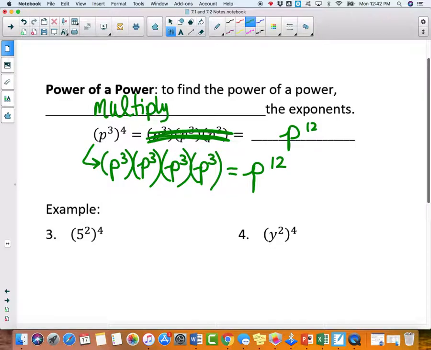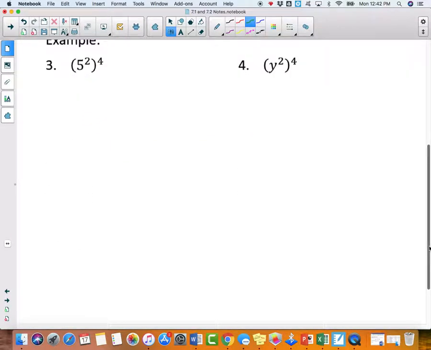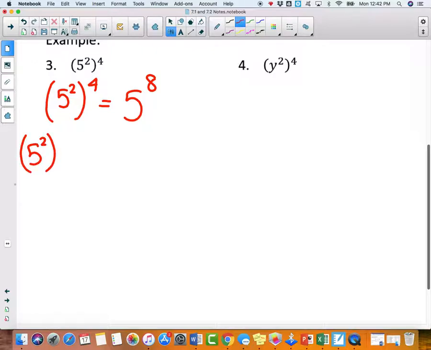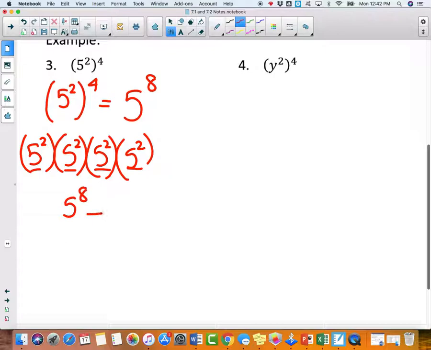So let's look at example number 3. 5 squared raised to the 4th power is the same thing as 5 to the 2 times 4, which is 8. Let's expand this and check. 5 squared times 5 squared times 5 squared times 5 squared. The base is the same, so I can add the exponents: 2, 4, 6, 8. Oh, look at that. I get the same answer.